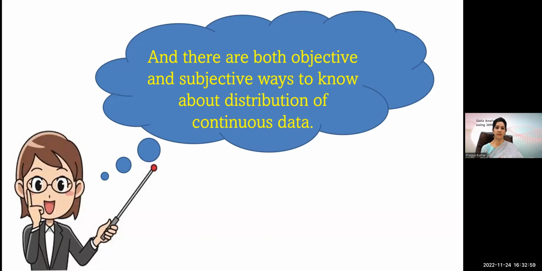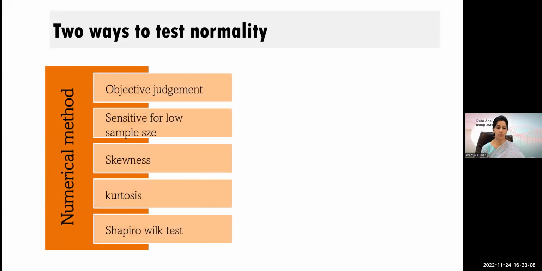So there are objective ways and there are subjective ways to know about the distribution of data. What are those ways? The numerical method, or objective way, is sensitive to low sample size. How low? According to Lerd, 50 is the cutoff. If the sample size is less than 50, you should use the objective way of assessment of normality. If the sample size is more than 100, you should use the subjective way to assess the normality.